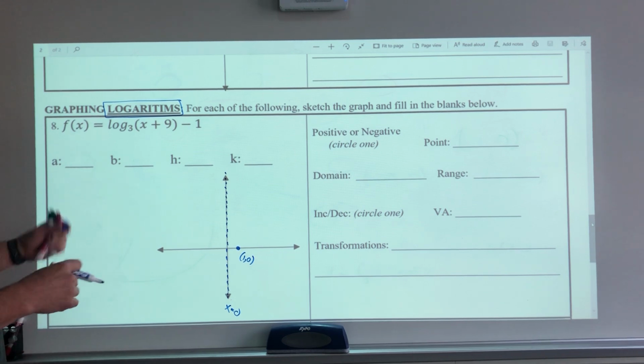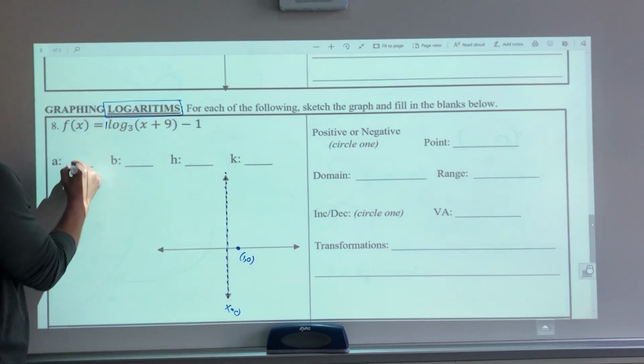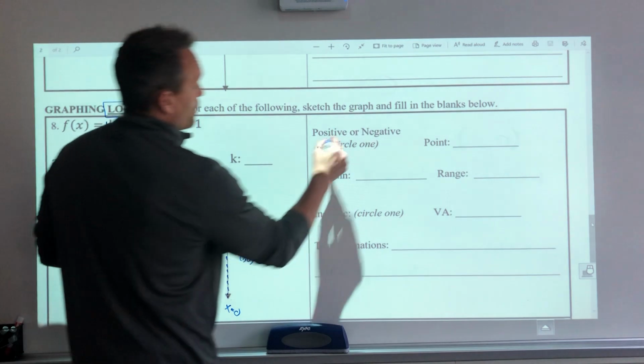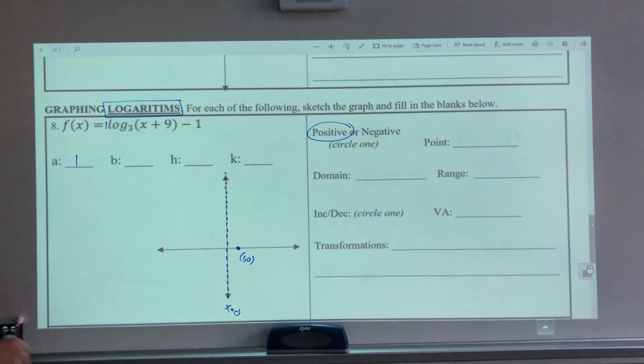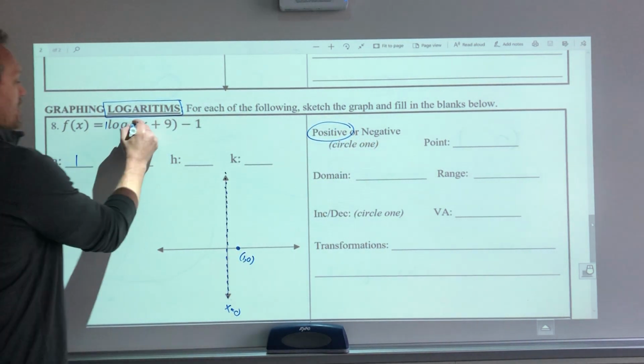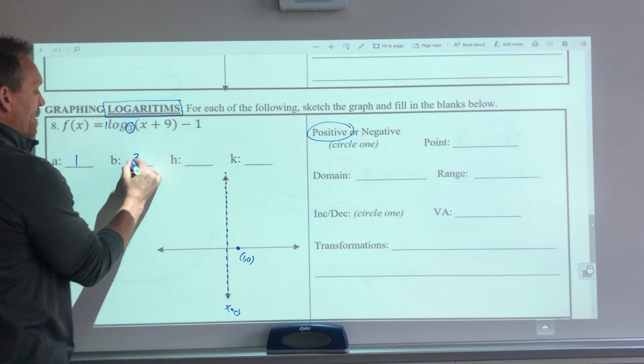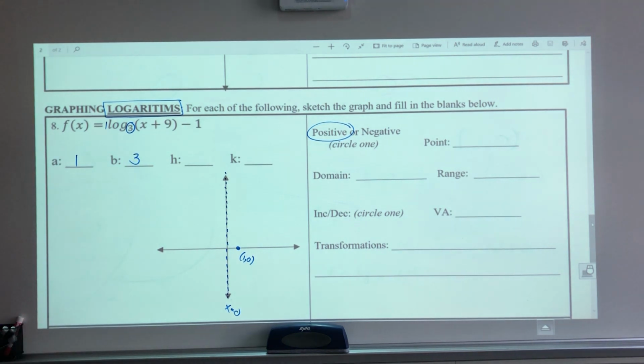Increase, decrease, and so forth. Here's a 1 out front, so it's 1. So right off the rip, it's positive. Okay? Our baseline, our base is log base of 3. That's a challenging one, but it really doesn't matter when we're dealing with these right now.